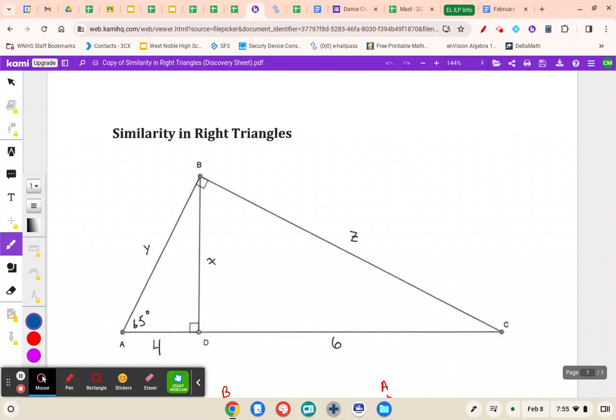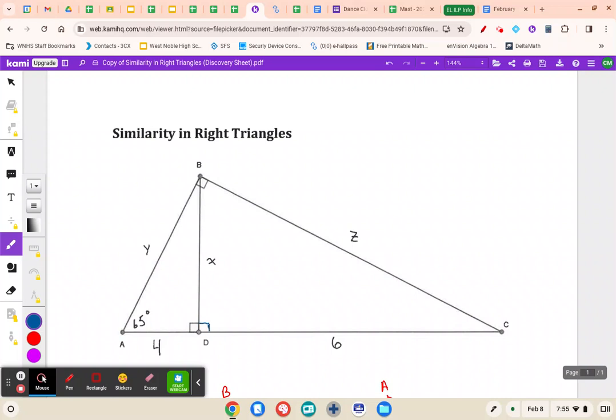Good morning. Today we are going to be learning about 8.1 geometric mean, but before we get to that, we are going to look at this similarity in right triangles discovery sheet because that'll help you get an idea of this theorem that we are going to learn.